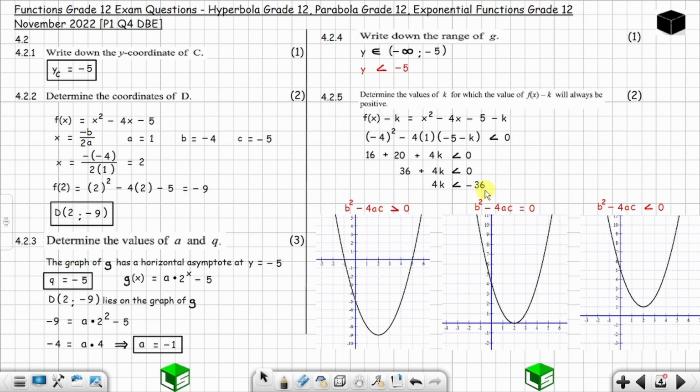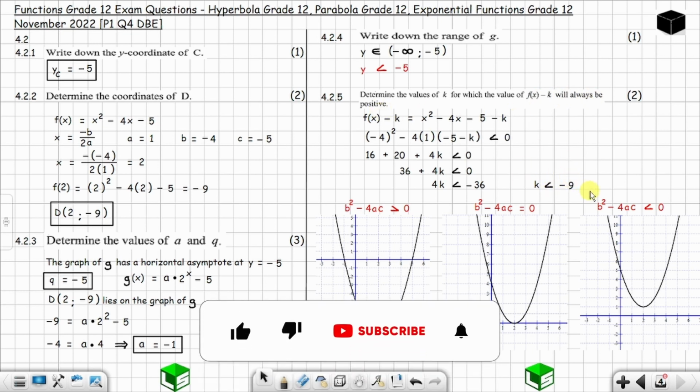Okay, we carry on. You divide by 4 on both sides so that you can solve for k. By 4, you have k less than negative 36 by 4, you have negative 9. Okay, for all the values less than negative 9, this is going to be always positive. Okay, so this is how you can solve the question.